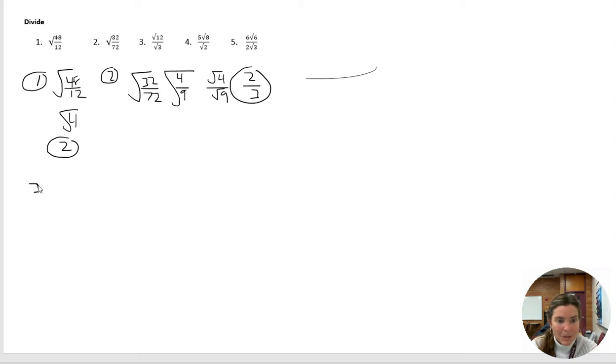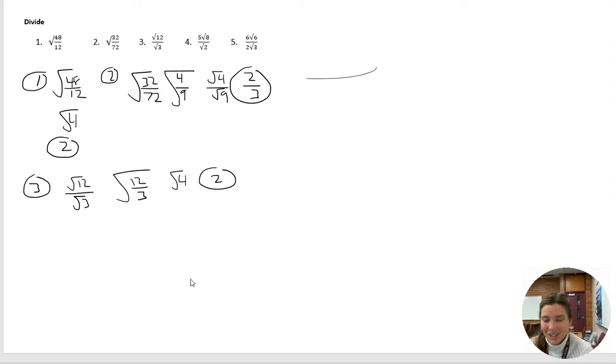Okay, number 3, we have the square root of 12 over the square root of 3. So let's go ahead and rewrite this, because I can see that 12 over 3 makes a 4. So let's rewrite this as the square root of 12 over 3, which is really just 4. And then the square root of 4 is really just 2.